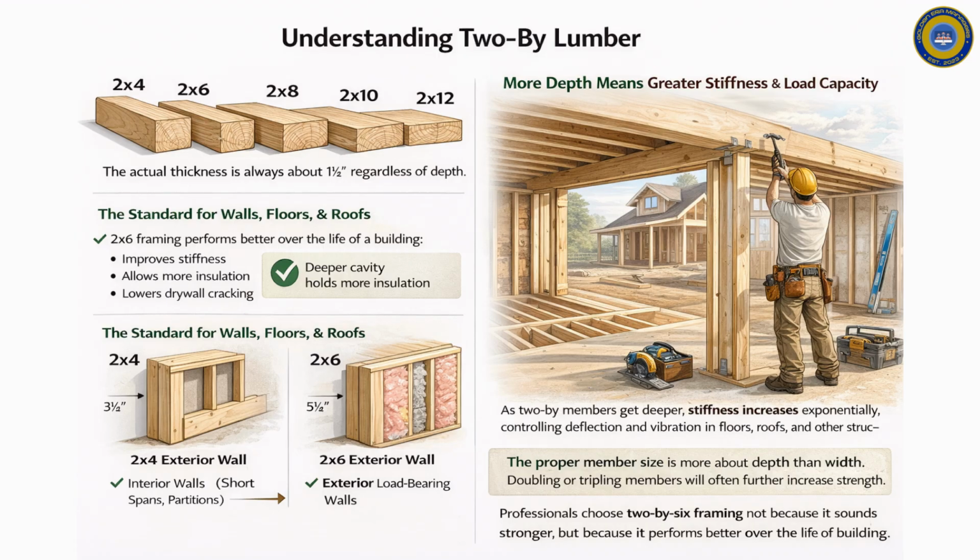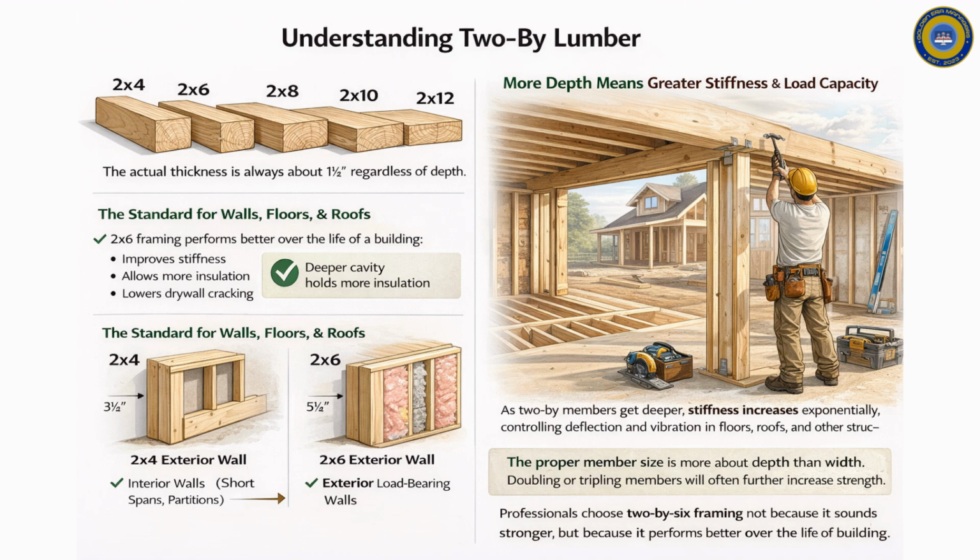2x lumber is the structural workhorse of light frame construction. This is the category that carries walls, floors, and roofs, and where most structural decisions actually live. Despite the variety of labels, all 2x lumber shares the same actual thickness of approximately 1.5 inches. What changes is the depth. That depth is not cosmetic. It controls stiffness, span capability, and how a structure feels once people start living in it.